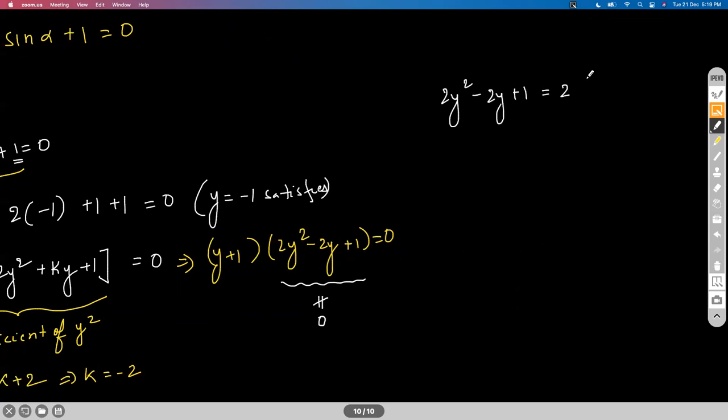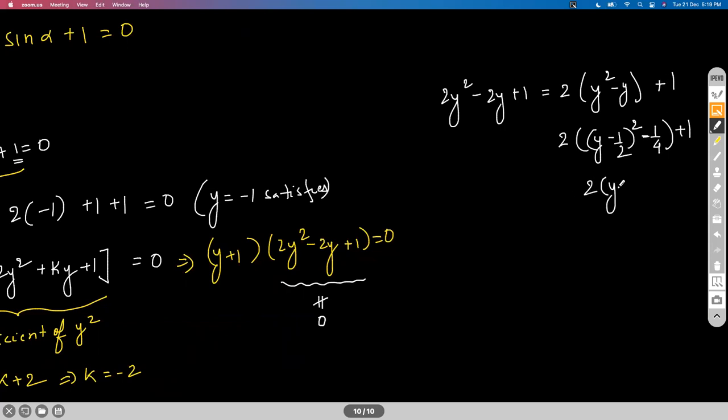You can write it as 2y square minus y plus 1. So you can write this as y minus half the whole square minus 1 by 4 plus 1. That is going to give you 2 times y minus half the whole square plus half. So this term will always be greater than half, in fact, greater than or equal to half. So it can never be 0.